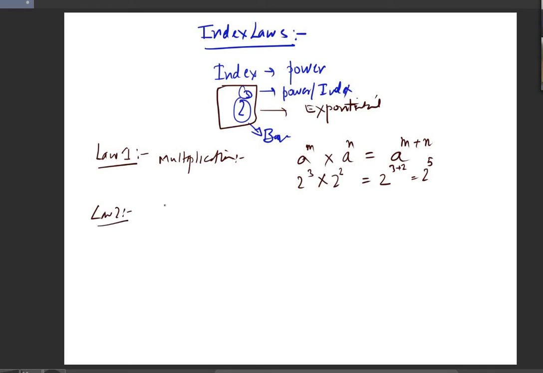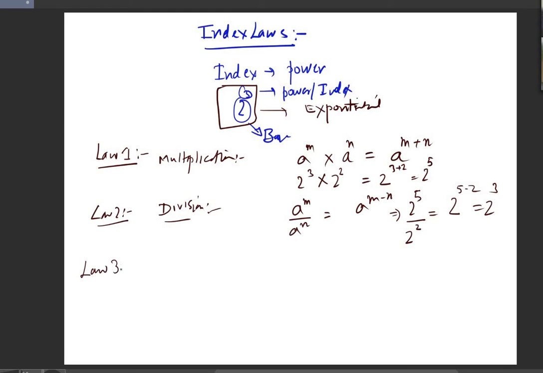Law 2 is division. If you have two indices, two exponentials dividing each other with the same base, the powers subtract. So what it actually means is if you have 2 raised to the power of 5 over 2 raised to the power of 2, the answer is 2 raised to the power 5 minus 2, which equals 2 raised to the power of 3.